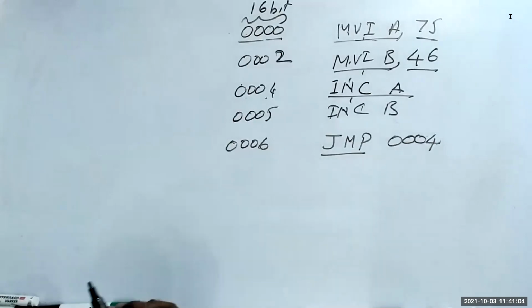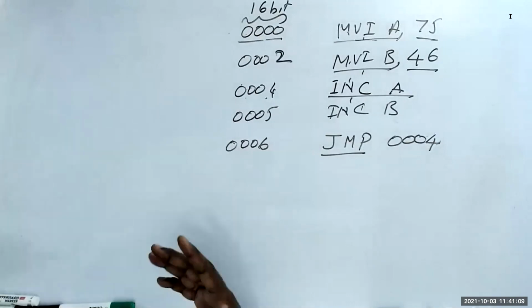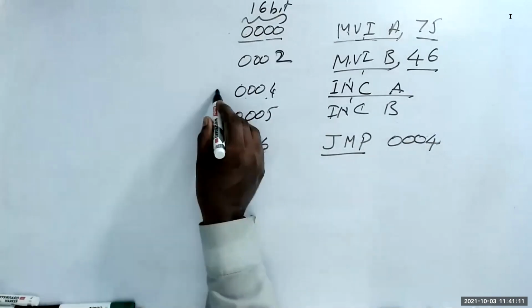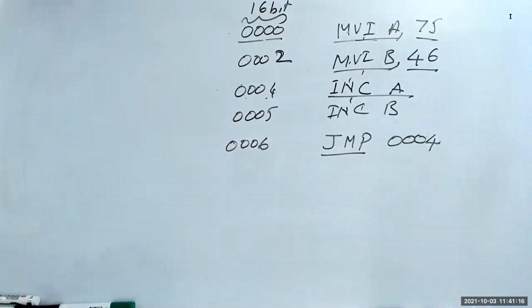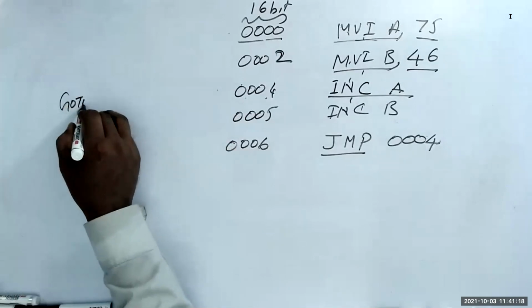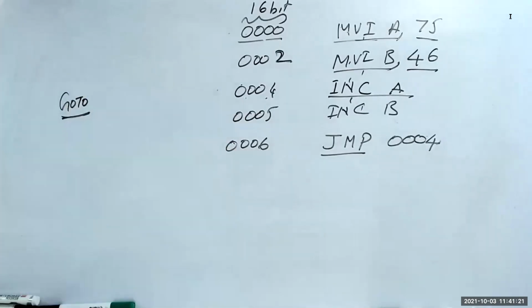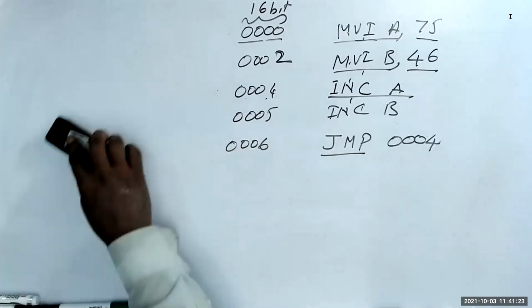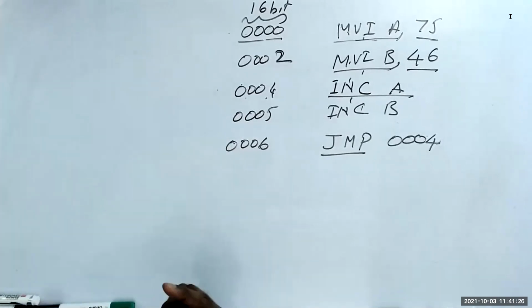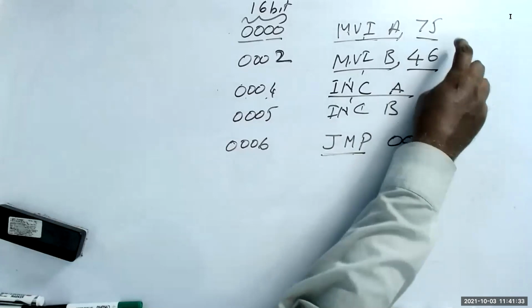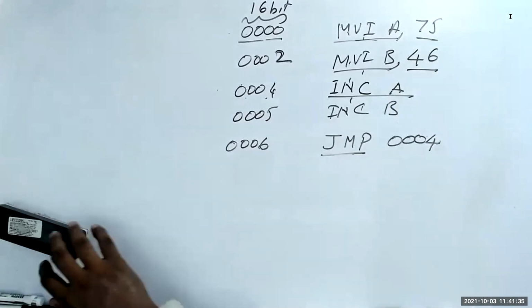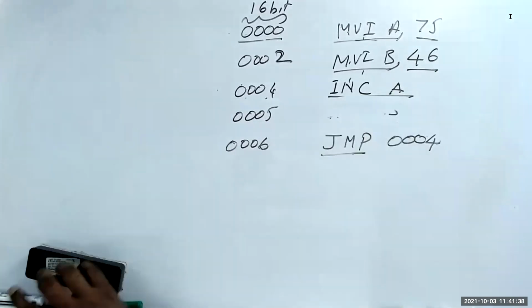But the only problem is when you jump, nobody knows from where you have come. If you jump here, you don't know where you came from. This is like goto in C. But the jump itself I can show. For example, let's say I wanted to increment this guy till B becomes 0. Now I say decrement B, increment A and decrement B.